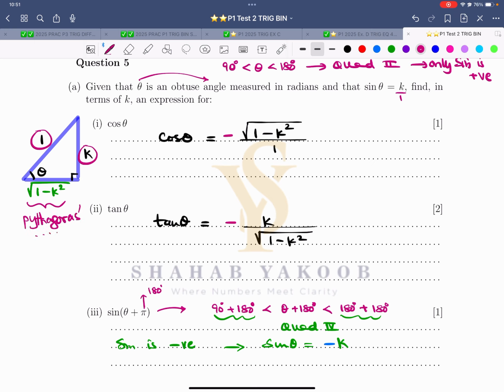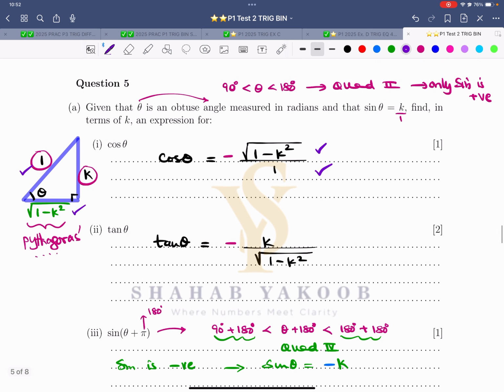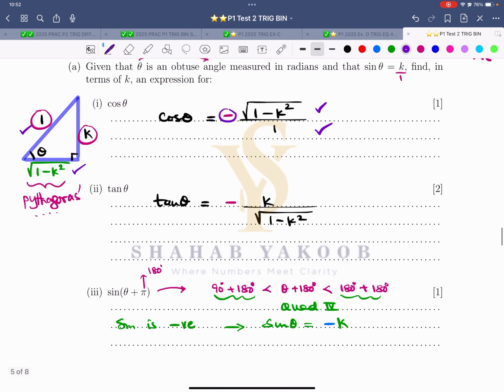Pythagoras saves the day. Cos is what? Cos is adjacent over hypotenuse, but since it's in the second quadrant, therefore we give it a negative sign. Similarly, what is tangent? Tangent is opposite over adjacent, again second quadrant, tangent is negative. That is what you have to do, nothing special.